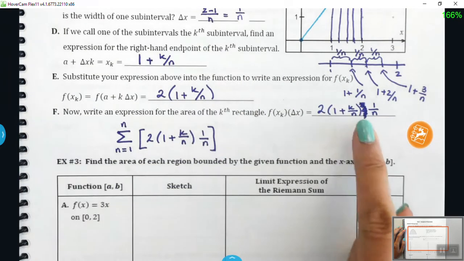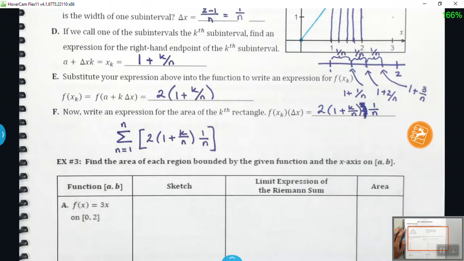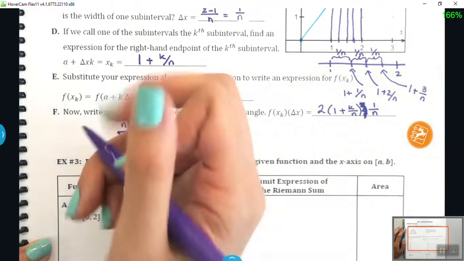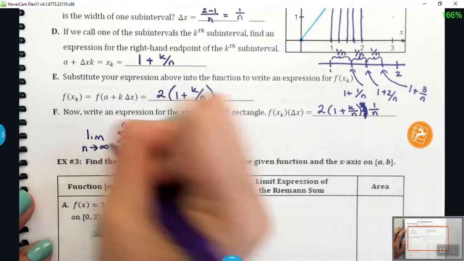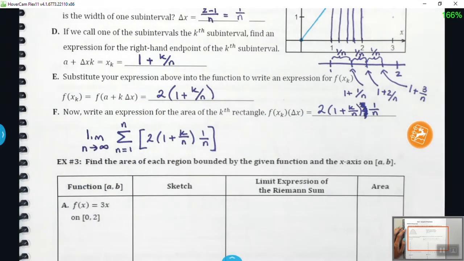This is the area of all of our triangles. And then we want the number of rectangles to go to infinity. So what this does is we put the limit as n goes to infinity in front. So our number of rectangles approaches infinity. And that's the area under the curve, the exact area under the curve.